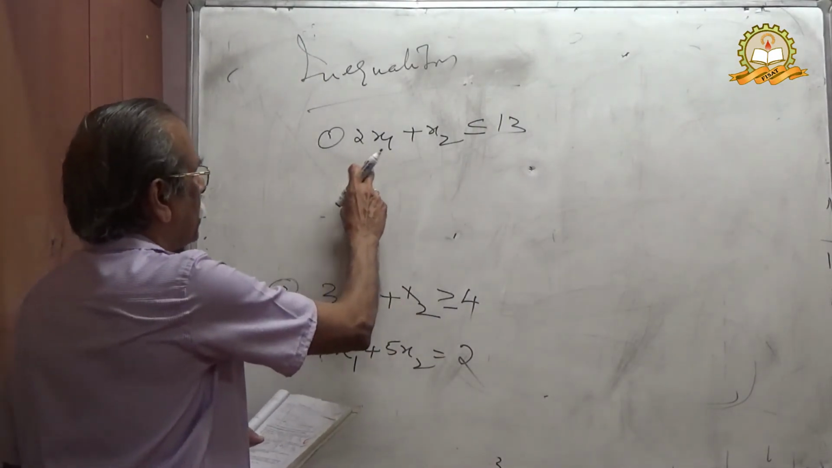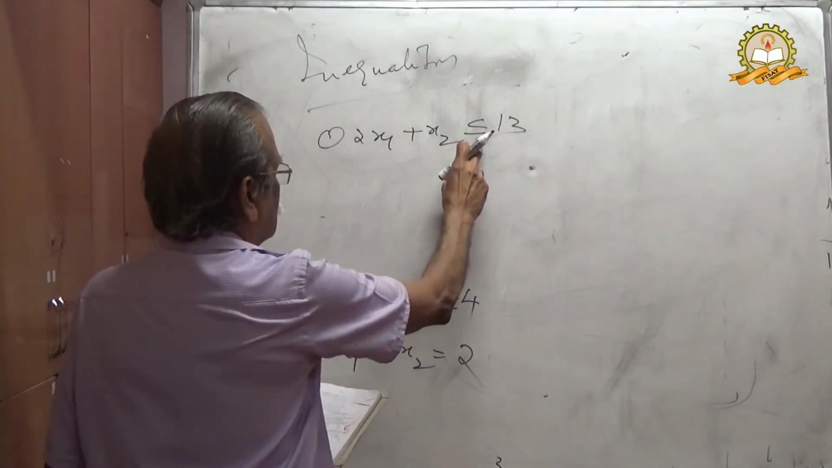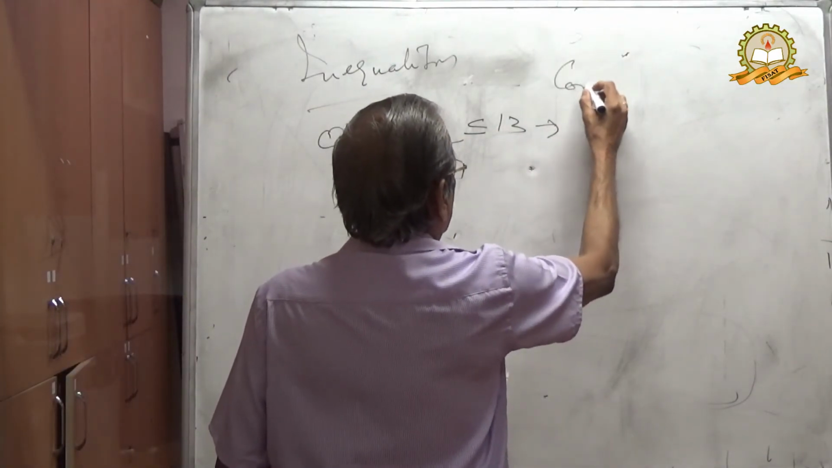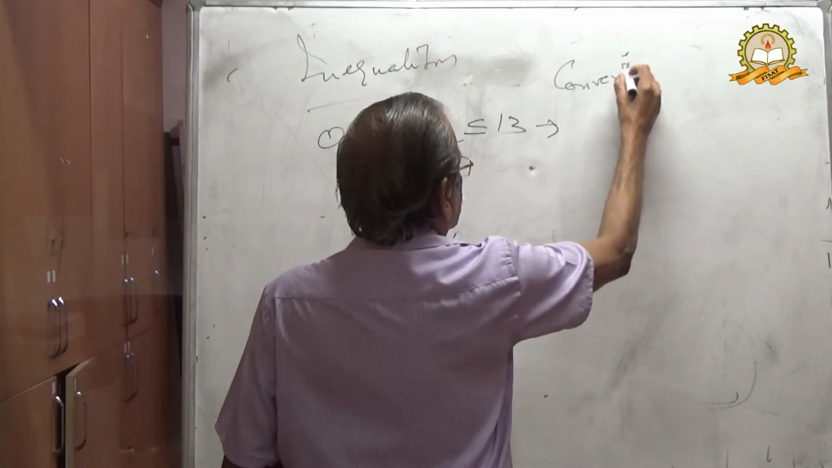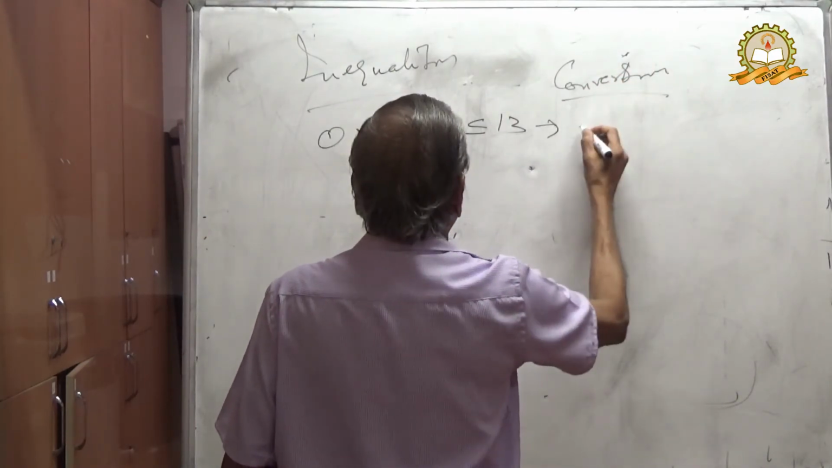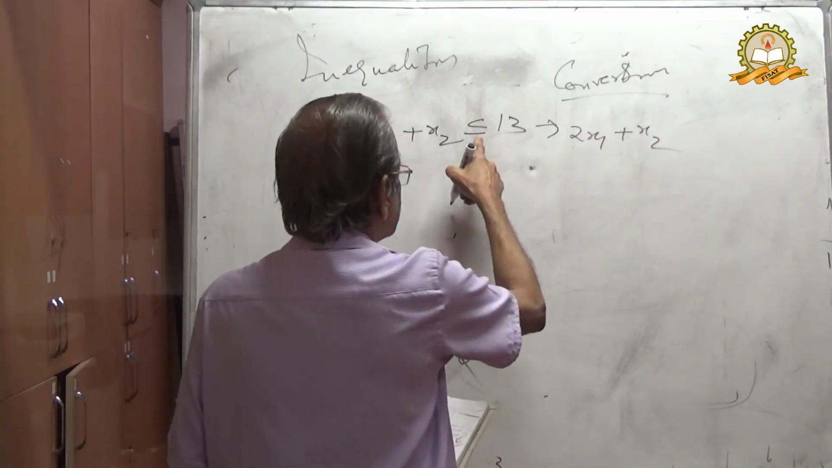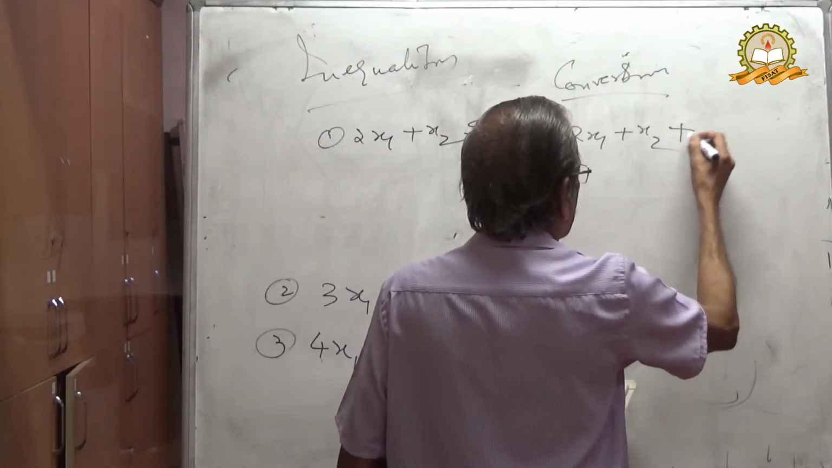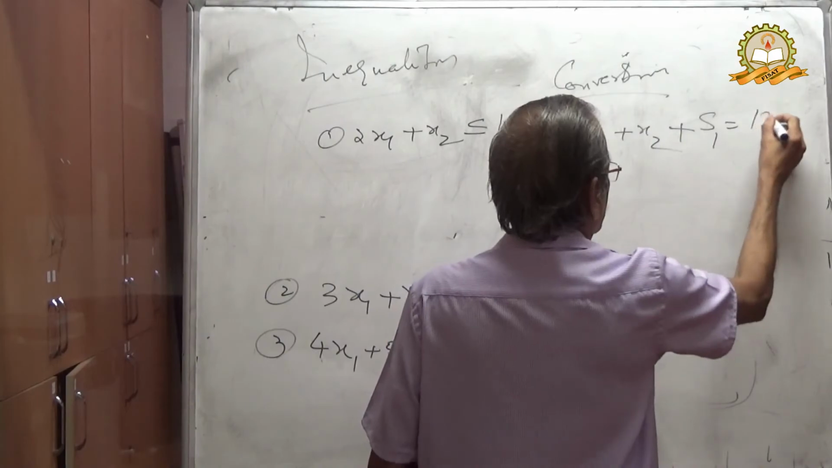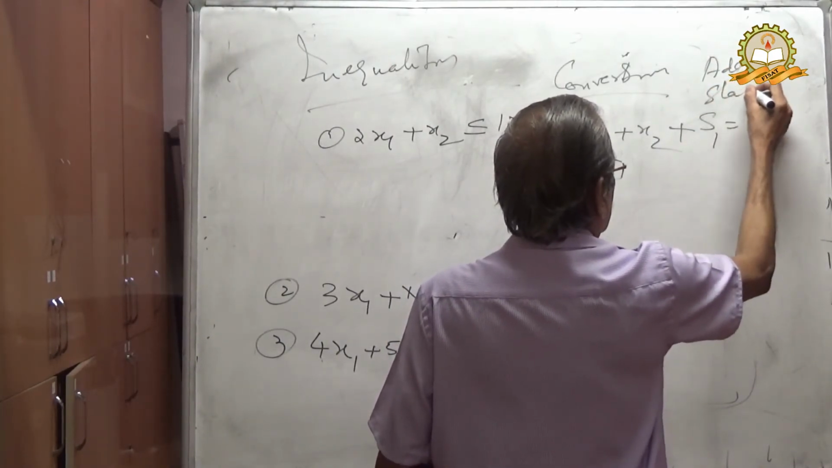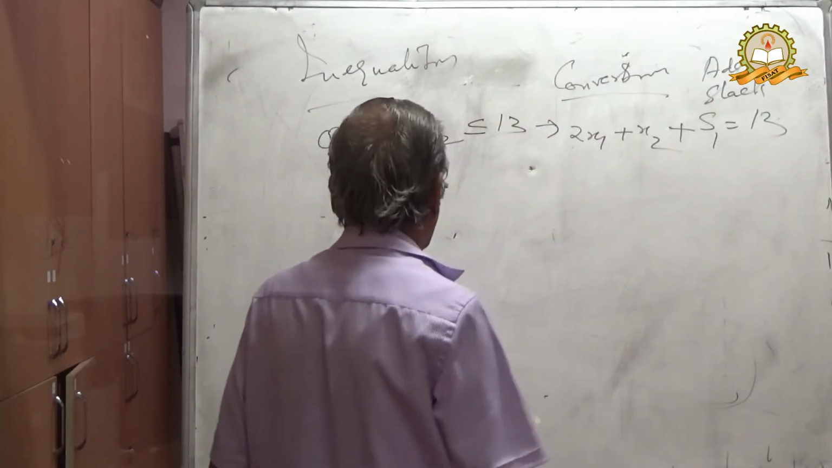Therefore, here you have 2x1 plus x2 less than or equal to 13. Therefore, the conversion will be 2x1 plus x2. Here it is less than or equal to, therefore you add a slack variable. Less than or equal to, add slack.